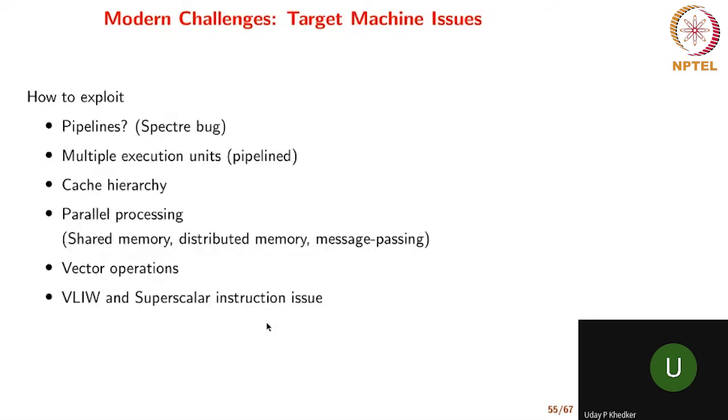Then there are target machine issues. How to exploit pipelines. We all know about the Spectre bug, and I won't go into the details. How to use multiple execution units. How to use cache hierarchy. How to use parallel processing using shared memory, distributed memory, or message passing. How to use vector operations. How to use VLIW and superscalar instruction issue. How to exploit all these features.